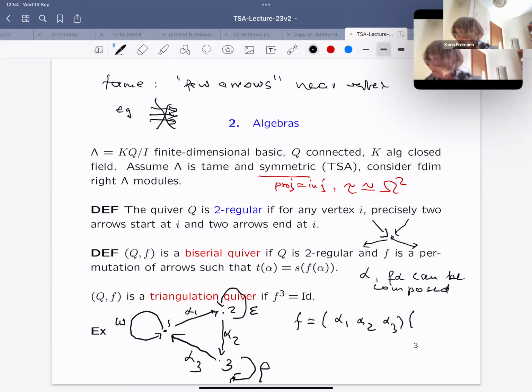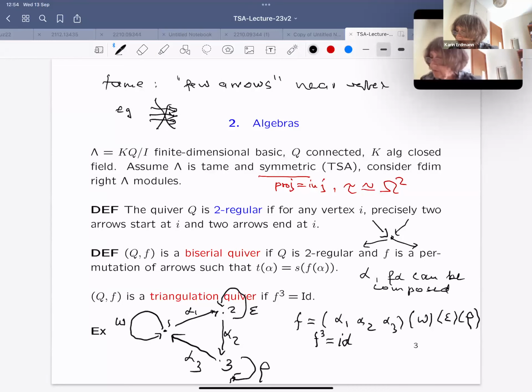And take all the loops extra. Right, and so then this would be an example. And in this case, you see that F cubed really is the identity. And so this would be an example for a triangulation quiver.